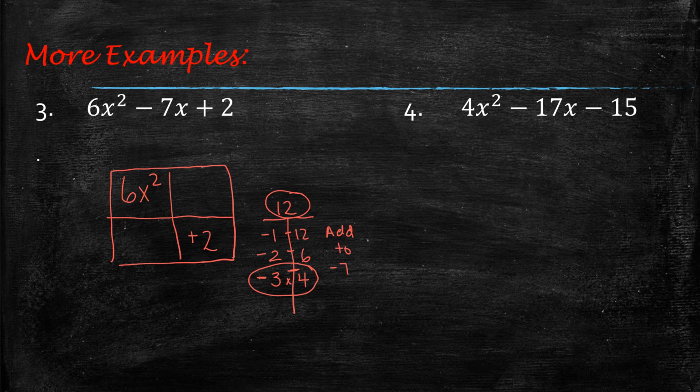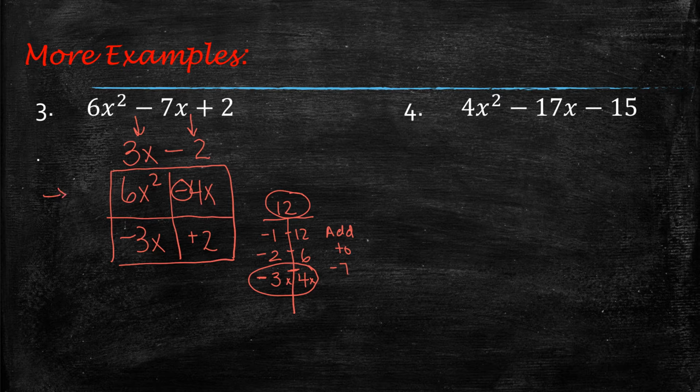So we're going to put x's with them, and we're going to put them in our box. Negative 3x here, negative 4x here. Now look at your column. So what can I divide out of these two boxes? I can divide out a 3x. Okay, what can I divide out of these two boxes? I would bring out my negative, and I can divide both of those by 2.